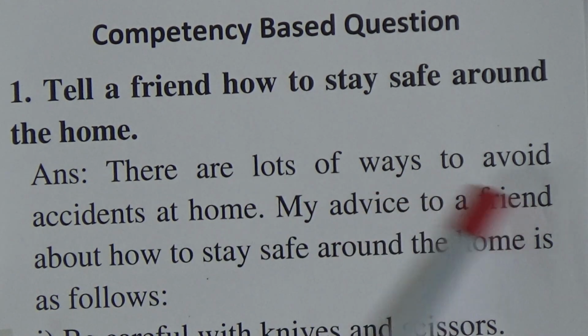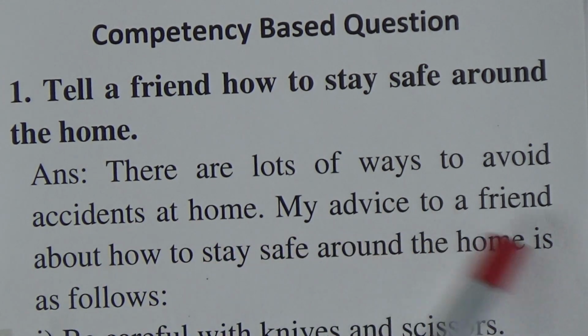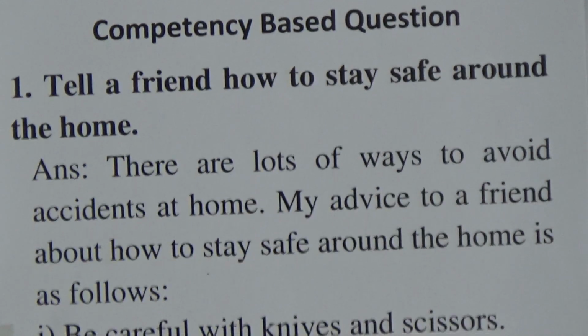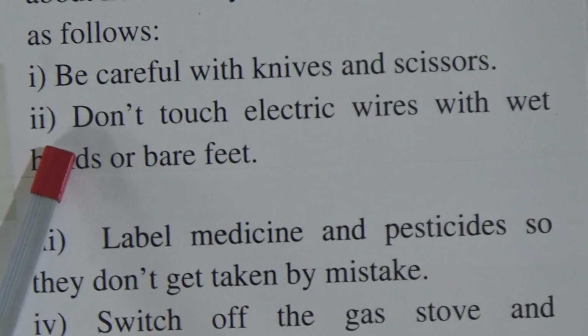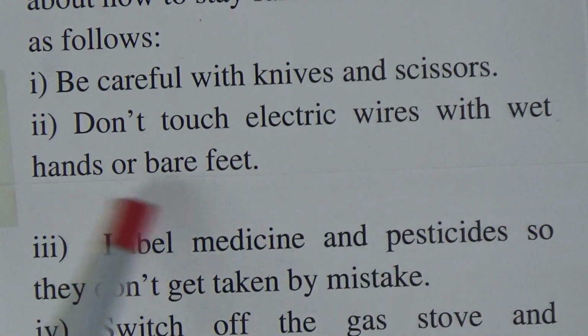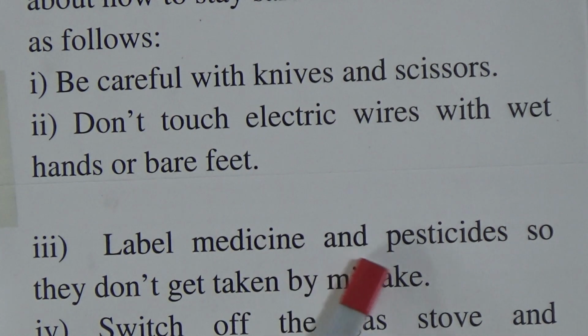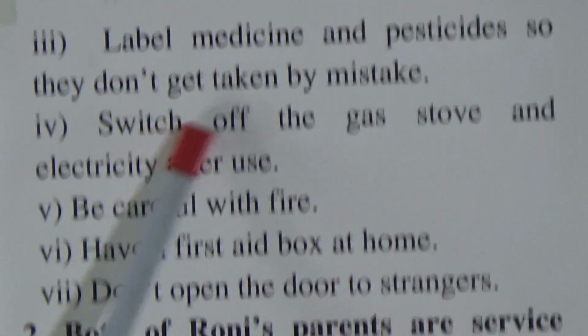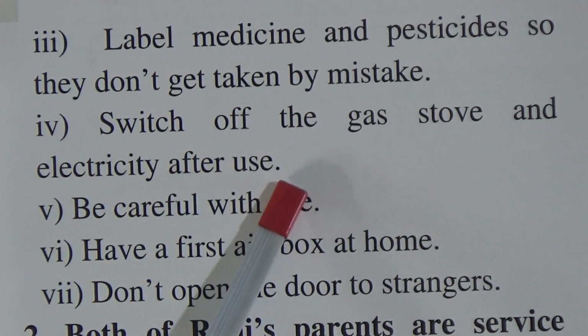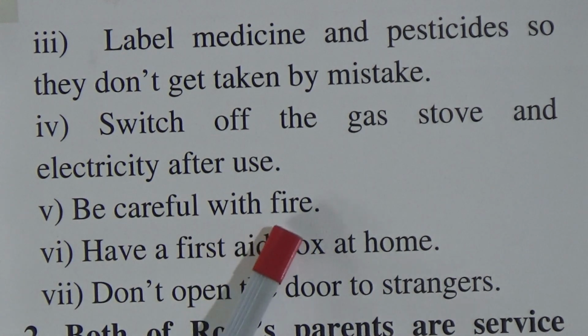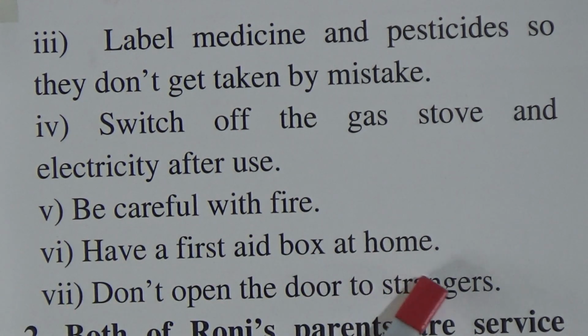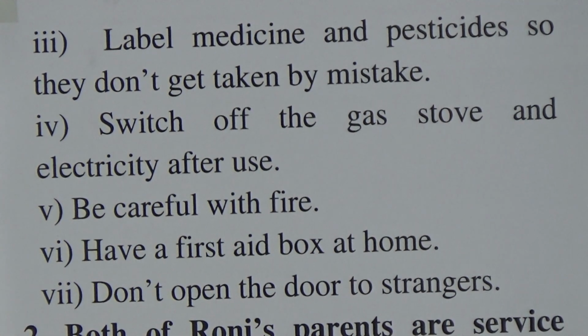There are lots of ways to avoid accidents at home. My advice to a friend about how to stay safe around the home is as follows. Now look, be careful with knives and scissors. Number 2, don't touch electric wires with wet hands or bare feet. Number 3, label medicine and pesticides so they don't get taken by mistake. Number 4, switch off the gas stove and electricity after use. Number 5, be careful with fire. Number 6, have a first aid box at home. Number 7, don't open the door to strangers. So these are the points you should know how to stay safe around the home.